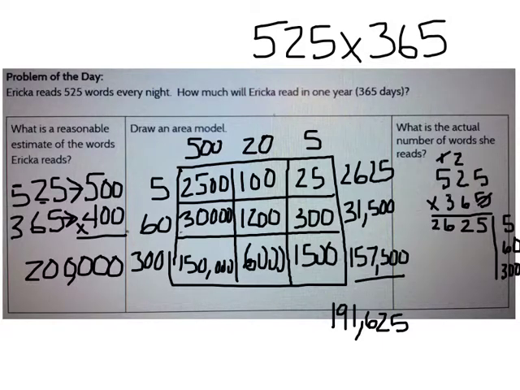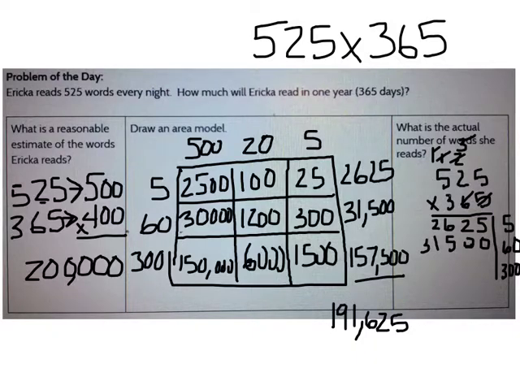Now I'm going to multiply by my 6. It's in the tens place, so I need to drop a 0. Now I can multiply. 6 times 5 is 30. Carry my 3. 6 times 2 is 12, plus 3 more is 15. 6 times 5 is 30, plus 1 is 31. I'm done multiplying with my 6.